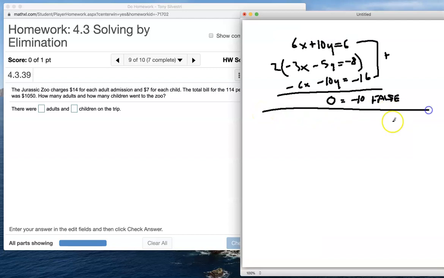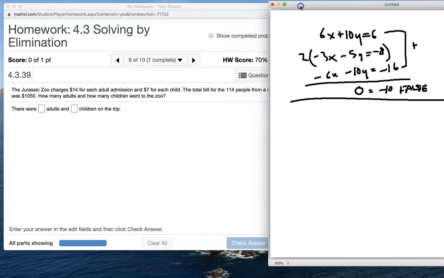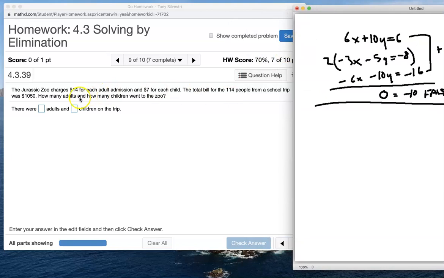Yeah, I guess we can fit this in. There's not that much to do here. Word problems. I love their word problems. Jurassic Zoo charges $14 for each adult and $7 for each kid. Okay. The total bill for 114 people from a school trip is $1,050. How many adults and children went to the zoo?